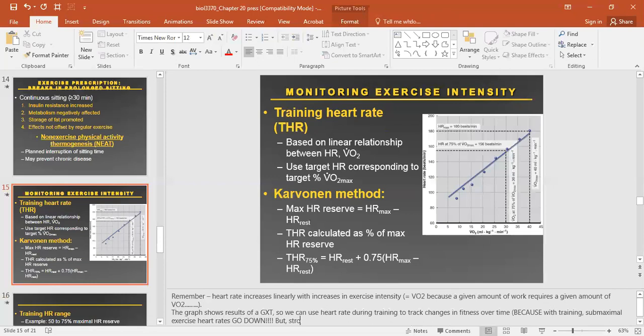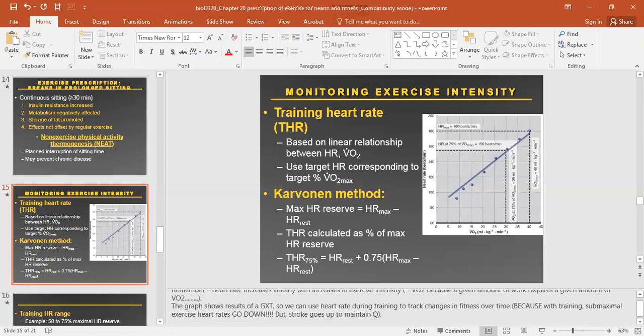But stroke volume goes up to maintain cardiac output. That, my friends, is all review. So we can use heart rate at particular exercise intensities and track that heart rate over time to see what's happening. Is it staying the same? Is it lowering? If it's staying the same, then we're not doing enough. If it's lowering, then we're doing our job.